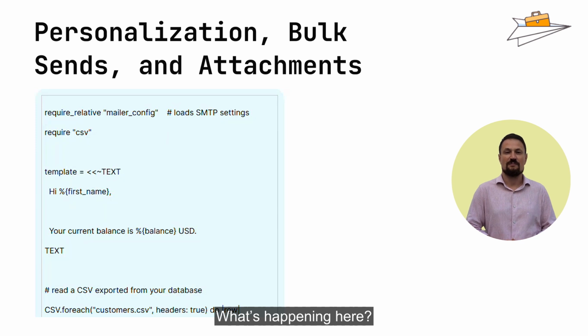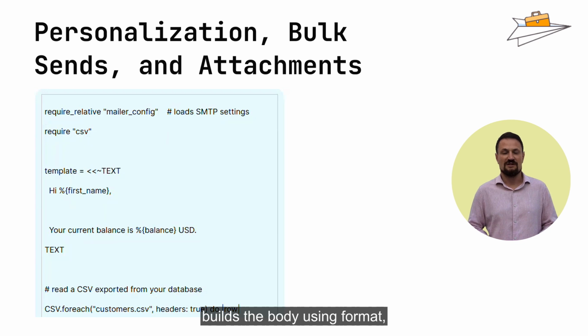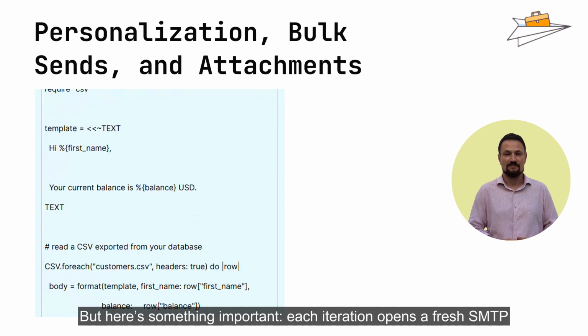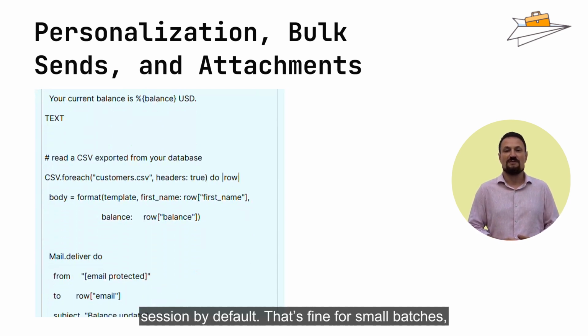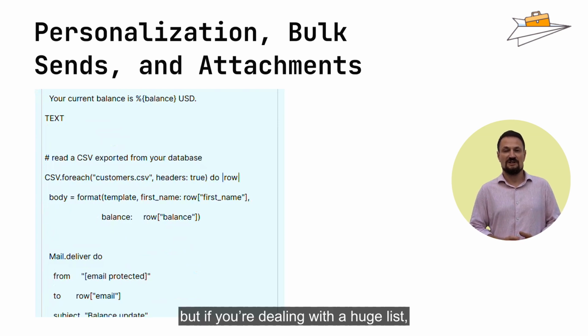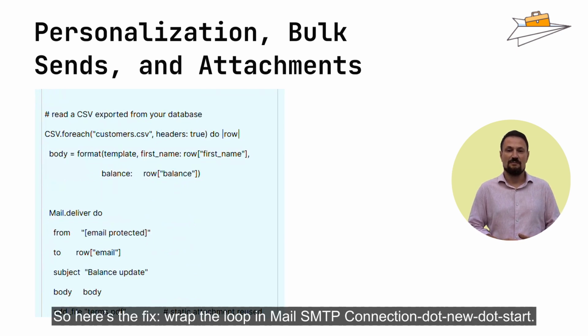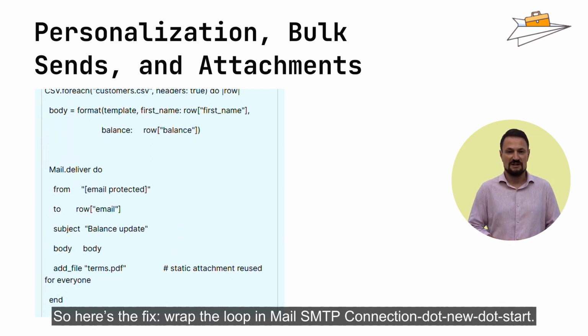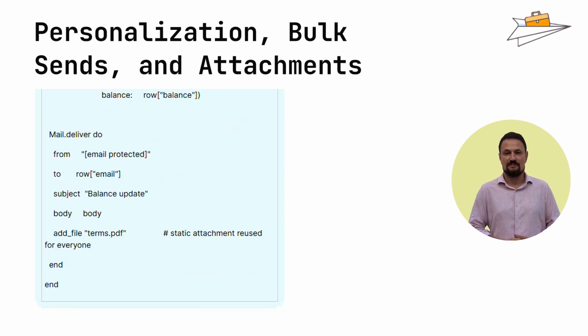What's happening here? The code loads one line at a time from customers.csv, builds the body using format, and calls mail.deliver. But here's something important. Each iteration opens a fresh SMTP session by default. That's fine for small batches, but if you're dealing with a huge list, that's going to slow things down significantly. So here's the fix. Wrap the loop in Mail::SMTP.connection.new.start. This way, you reuse the same SMTP session across multiple emails, which saves time and resources.